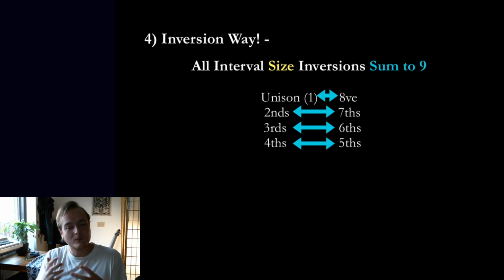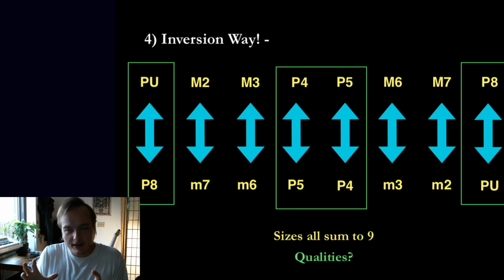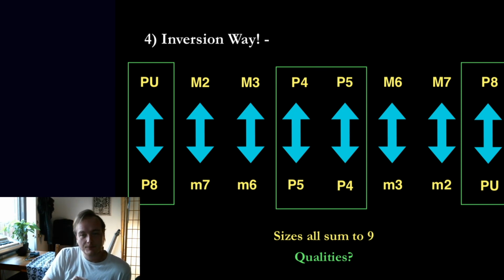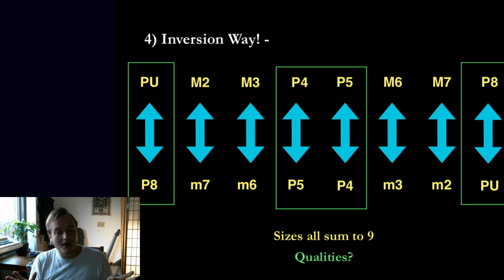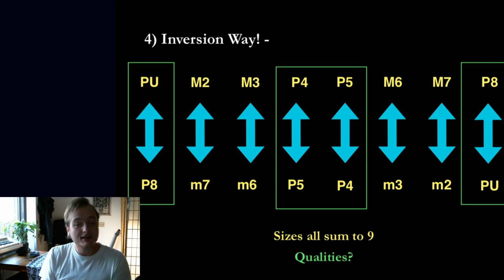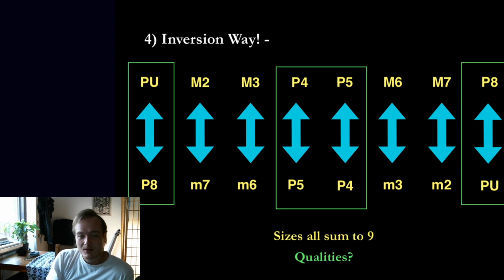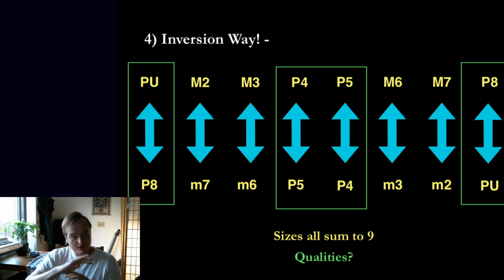Then what about quality? Can inversion tell us about quality? Well, yes. And actually, this is where it's the most helpful. So when we look at this chart again, and pay attention to the qualities, let's focus on the perfect ones. Notice that a perfect unison inverts to a perfect octave. And a perfect fourth, perfect fifth, perfect fourth, perfect. So each time you see a perfect interval, its inversional pair is also perfect automatically. This is where the inversion way is super helpful with quality, because each time you have a perfect interval, it's going to stay perfect.